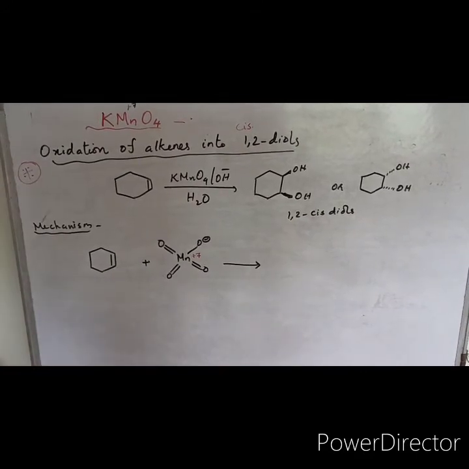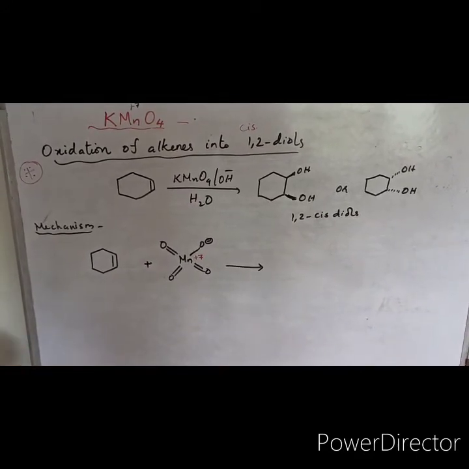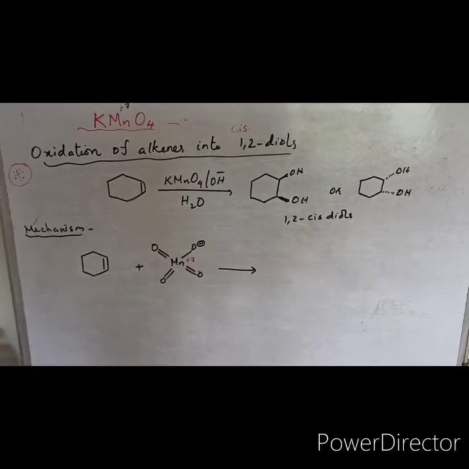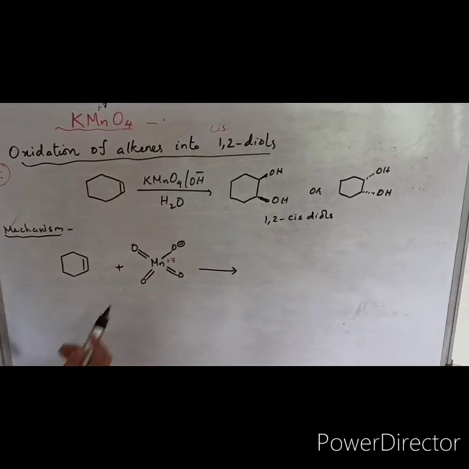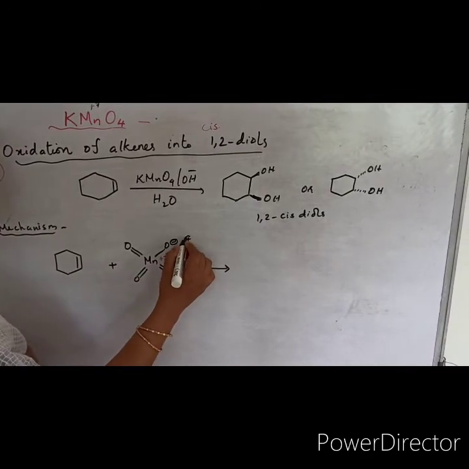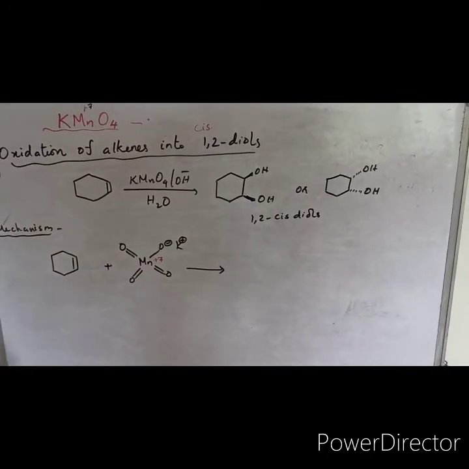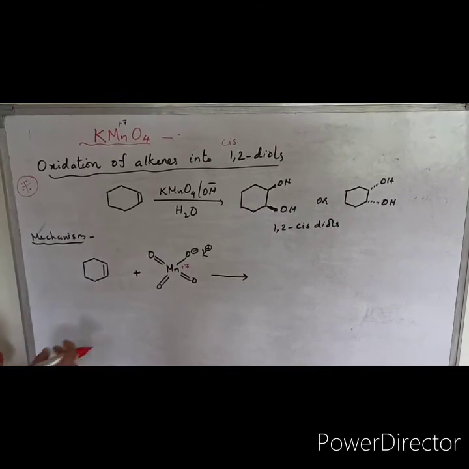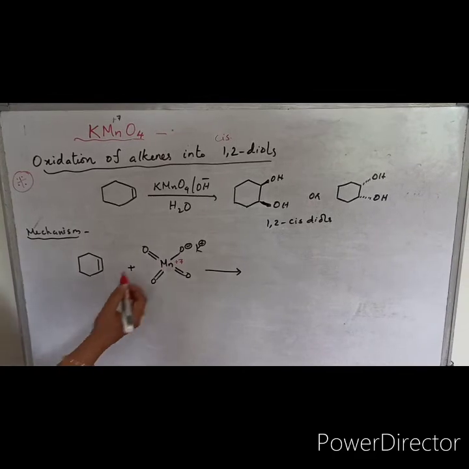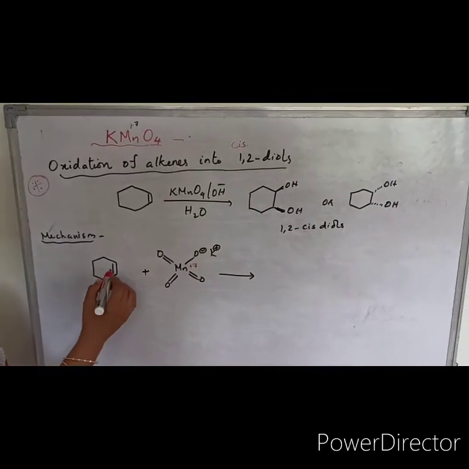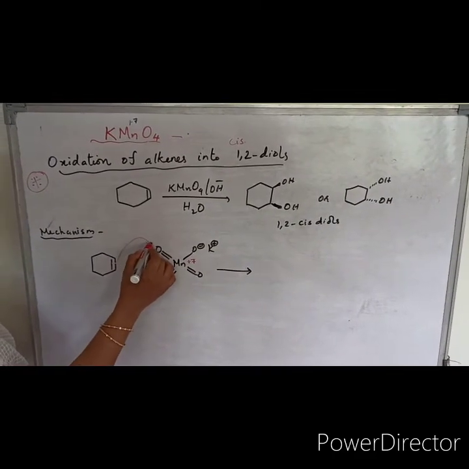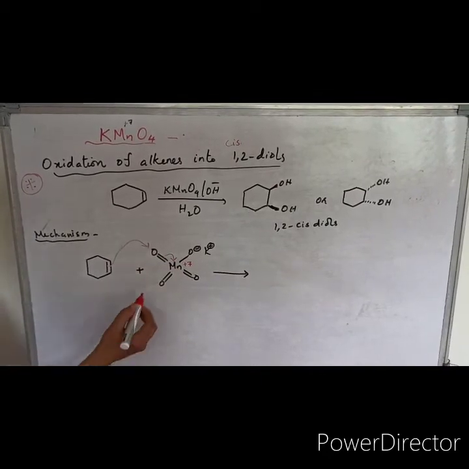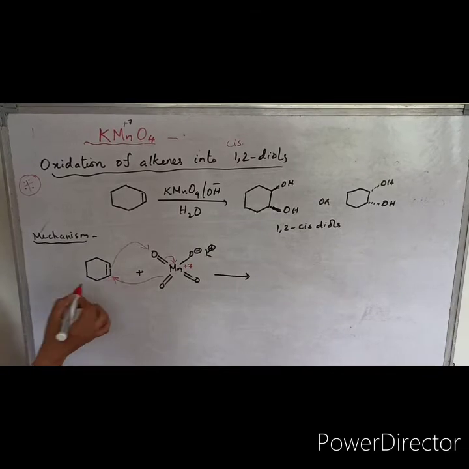Now let us see the mechanism of this reaction. So this is the alkene and this is our MnO4 minus. It will be in +7 oxidation state. Here you can also write MnO4 K plus, that is understood. Okay. So now what is happening? As you know, manganese is an electropositive metal. It will have vacant d orbitals. So this pi bond will be attacking oxygen. This electron pair will be shifted to manganese and this will be attacking over here.